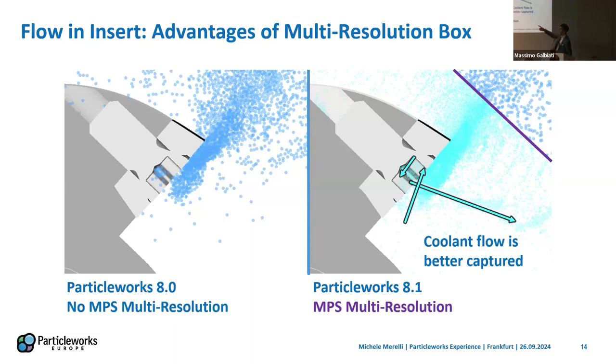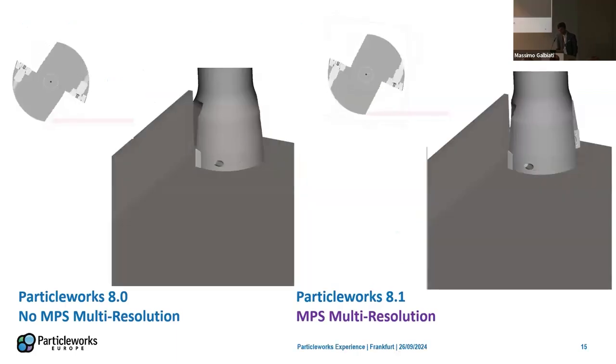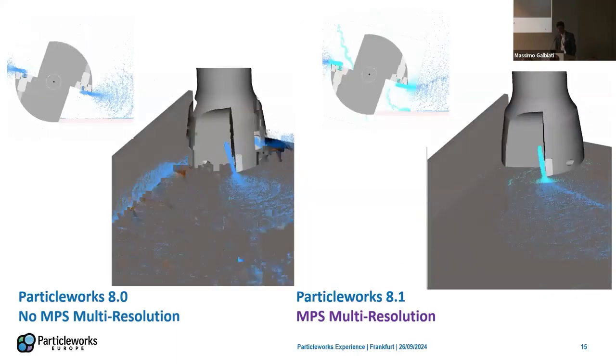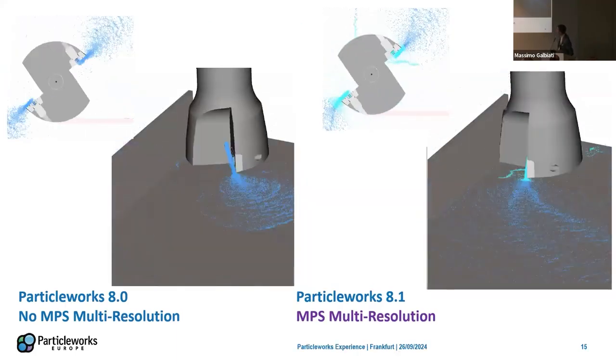We can clearly see the effect of the box, which is a little bit big, so you don't see all of it, but inside it we have a smaller particle size, and we see that the flow is better captured. There is a flow that exits that area that is not captured with the bigger particle size. This is visible especially in the video, so it's a little bit laggy.